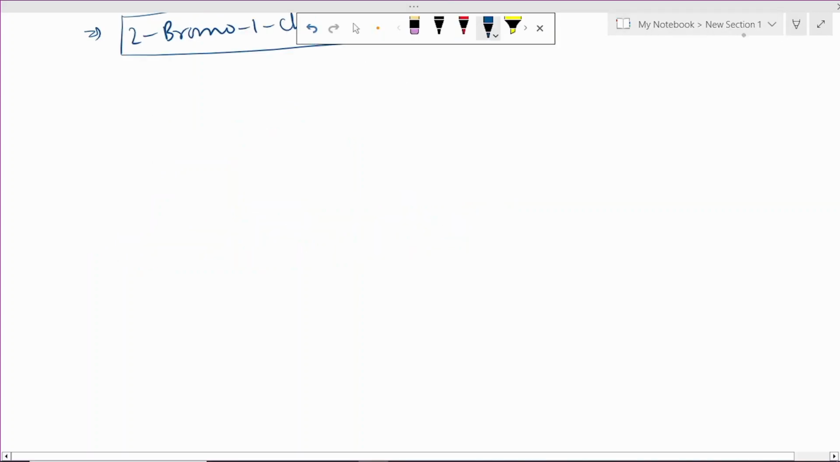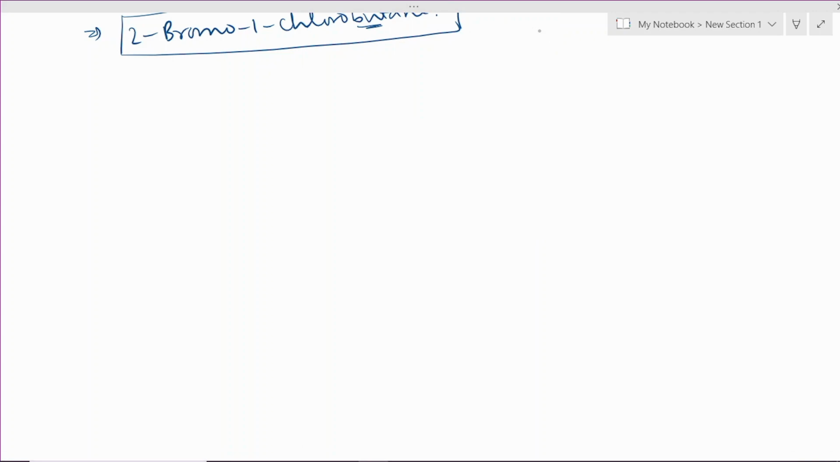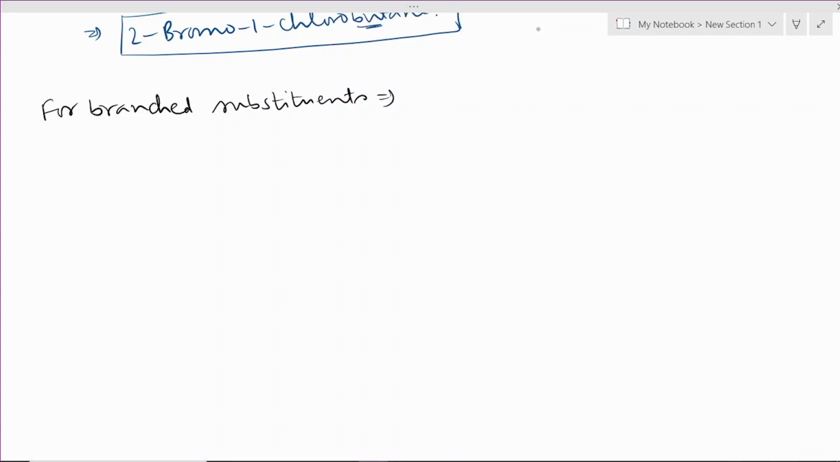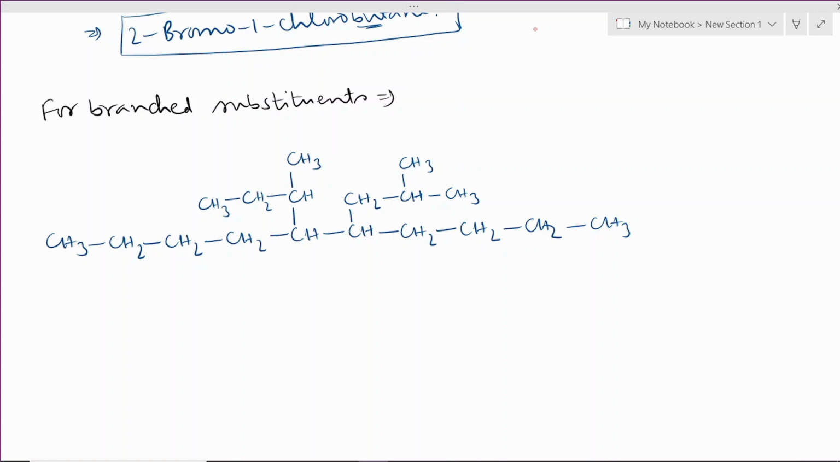Now if the substituent is itself branched, then how will we do IUPAC nomenclature? We will understand by an example. Suppose this compound is taken. Now if we do numbering, this is 1, 2, 3, 4, 5, 6, 7, 8, 9 and 10. Now the rule of numbering branched substituents is that the atom which is directly attached to the parent chain would be 1, then it will be 2, then it will be 3. Similarly, it will be 1, 2, 3.